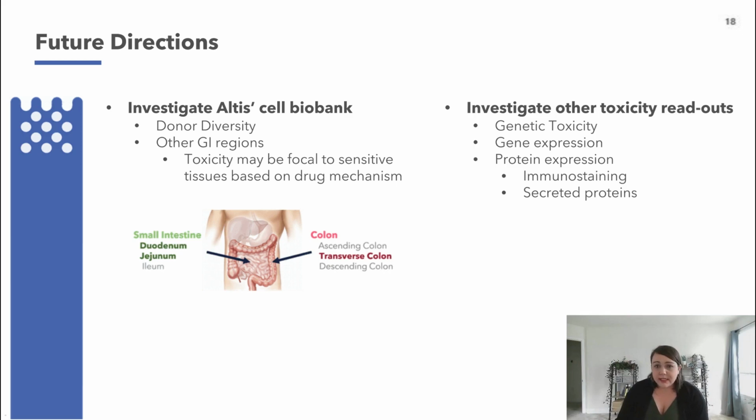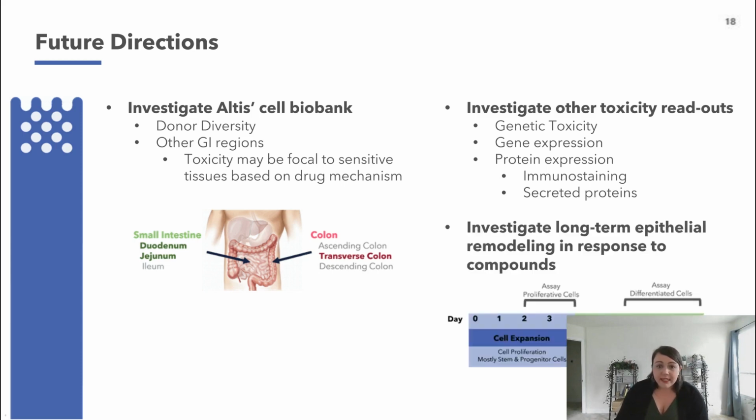We also want to look at other toxicity related readouts. There's a lot of interest, especially at the GMP level, looking at genetic toxicity. I think we can easily look at things like gene expression, what is changing at the gene level, and also the protein level, which we can do by immunostaining and looking at secreted proteins.